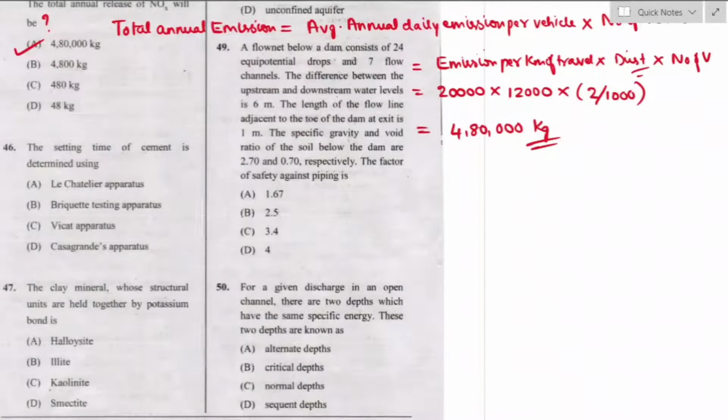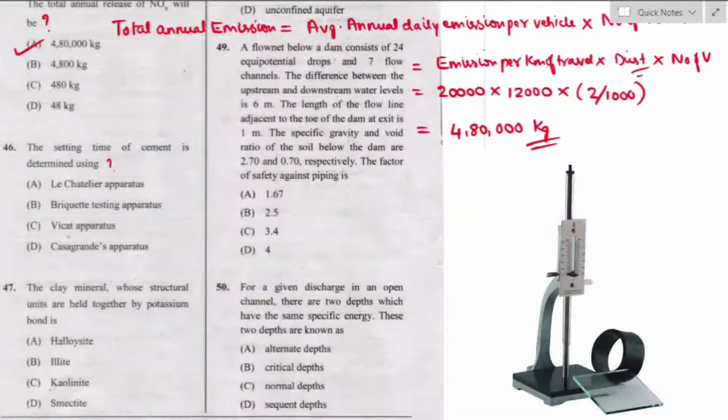Question number 46. The setting time of a cement is determined by using... In the following figure, you can observe the Vicat apparatus, which is used to determine the initial and final setting time of the cement. Option C is the right answer.